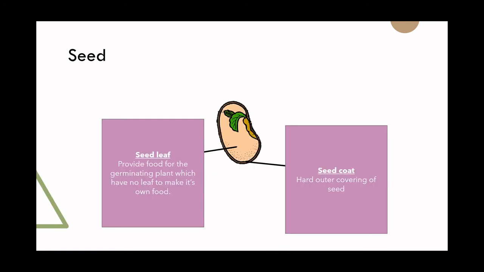Okay, now I want to talk a bit about seed, but I'm just going to focus on two parts. First, let's talk about the one on the right. Seed coat. Seed coat is, like the word suggests, a coat. It's the outer covering of the seed. It is usually hard and it protects the seed. So the outer layer is called the seed coat, just like a jacket. Then the inside, all this is actually the food.